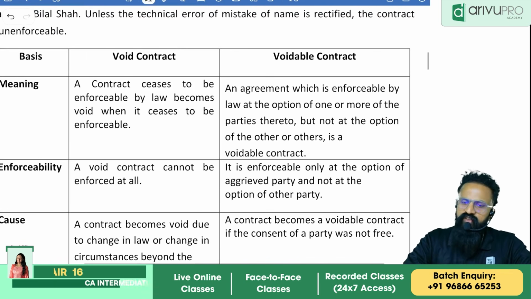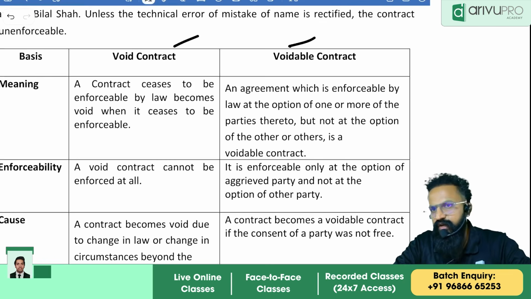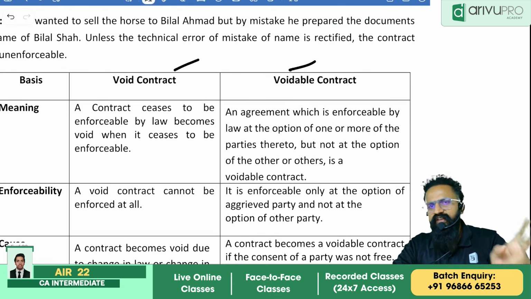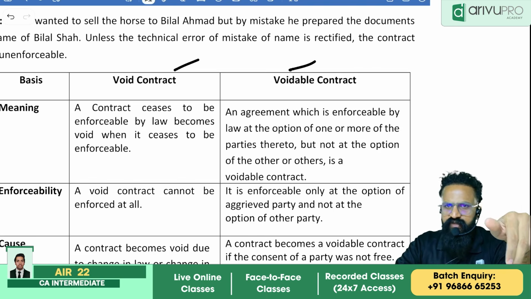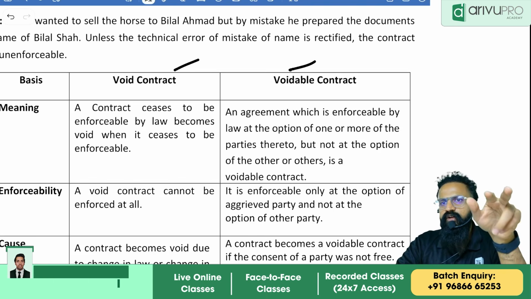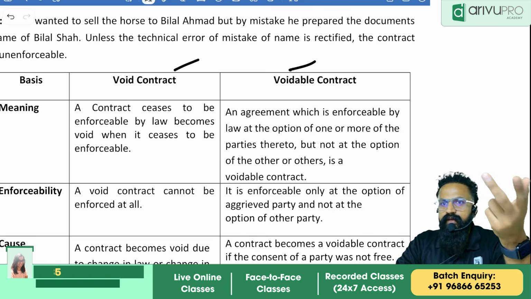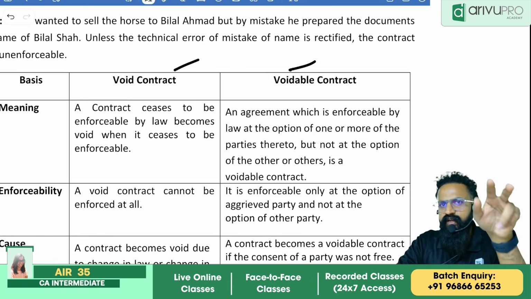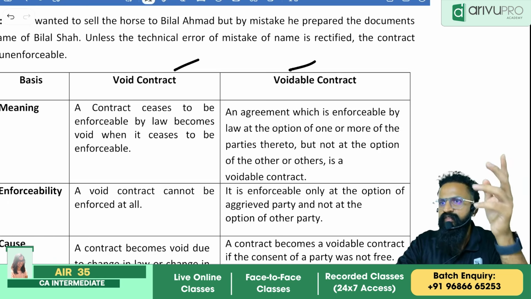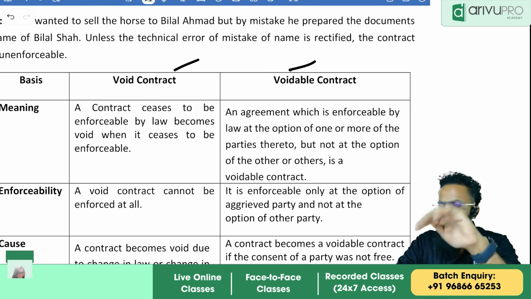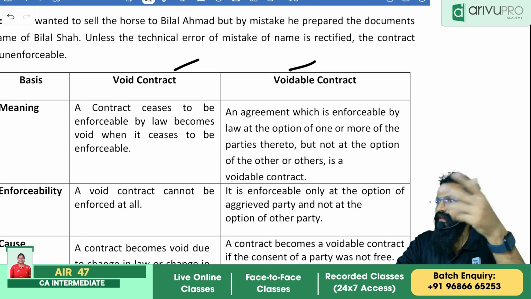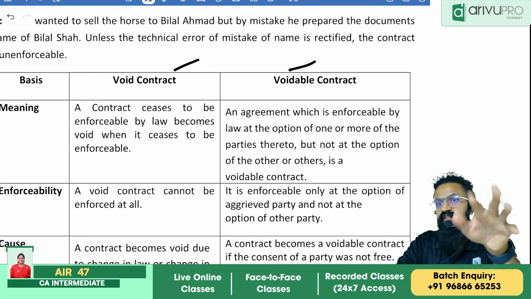Okay, what is the difference between void contract and voidable contract? Basically, first you can write the definitions as we just saw. Next, a void contract is always valid when it is entered, and becomes invalid at a later point of time. In a voidable contract, it depends upon the option of one party. If the party decides to treat it as valid, it will be valid. If not, invalid. In a void contract, the consent was always taken free.